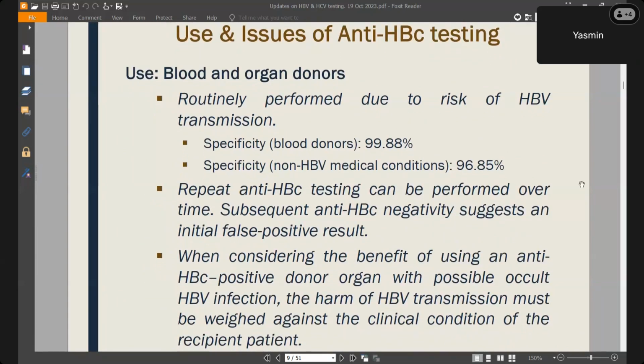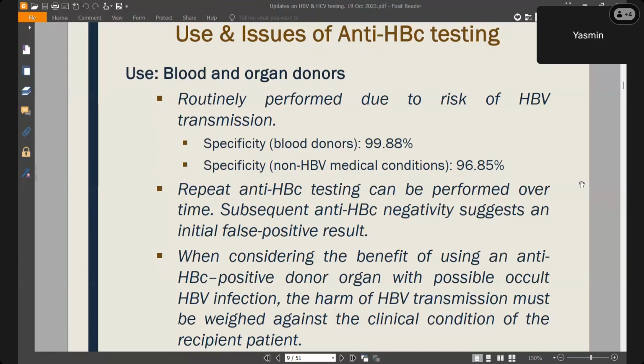So in terms of its use in blood banks, whether blood or organ donors, like I said, in terms of its specificity, great, 99%. For blood donors, for those with non-Hep B medical conditions, the specificity is still pretty good, 96%. So routinely perform, great to do. But you need to repeat the anti-HBC over time, because if by chance they do become negative, then you know, in a sad way of determining it, that the initial anti-HBC was a false positive.